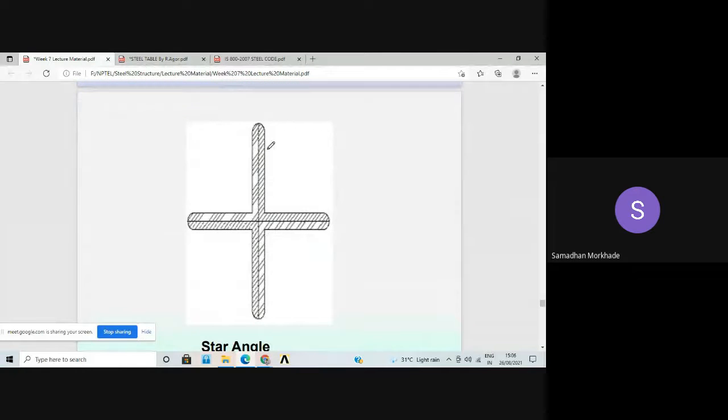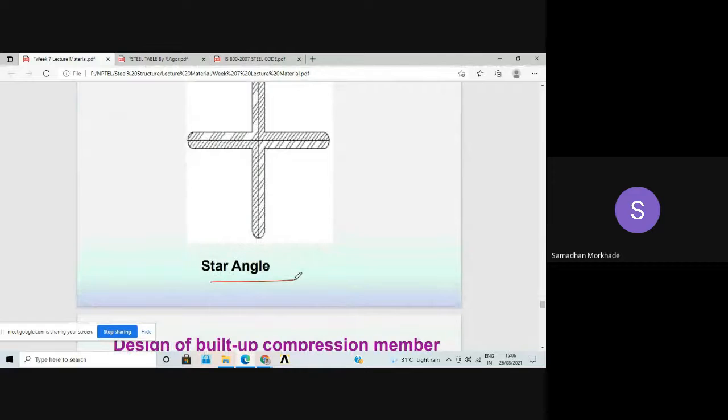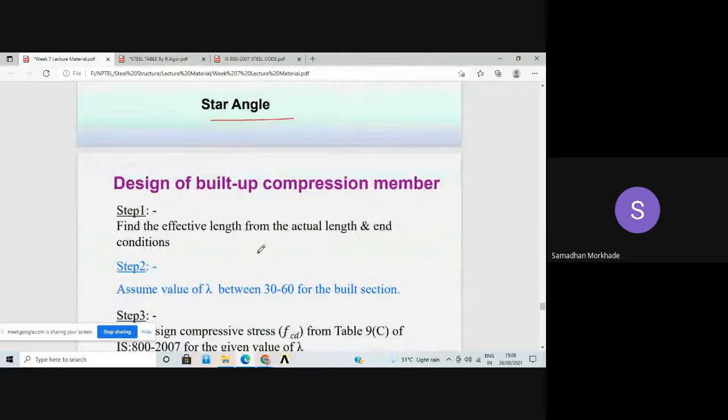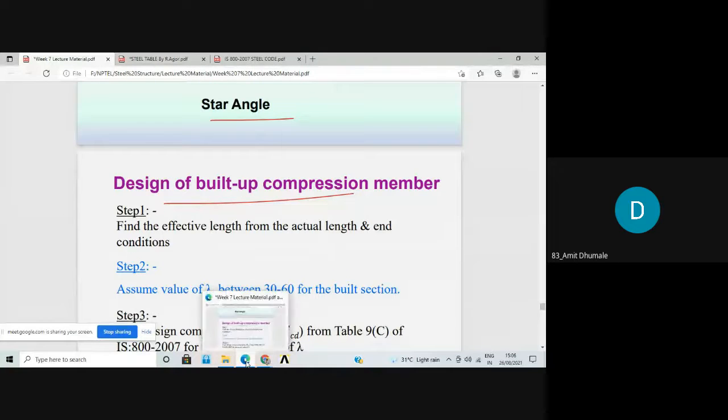Then these are the four angle sections placed like this, star angles. Okay, star angles. Then these are some design steps.